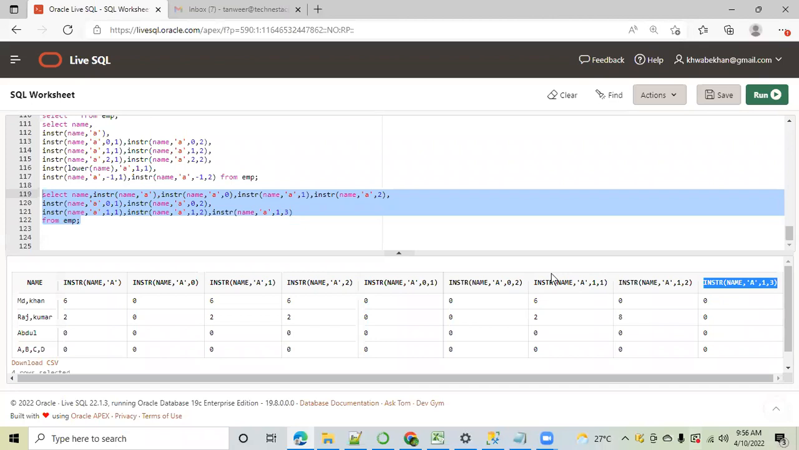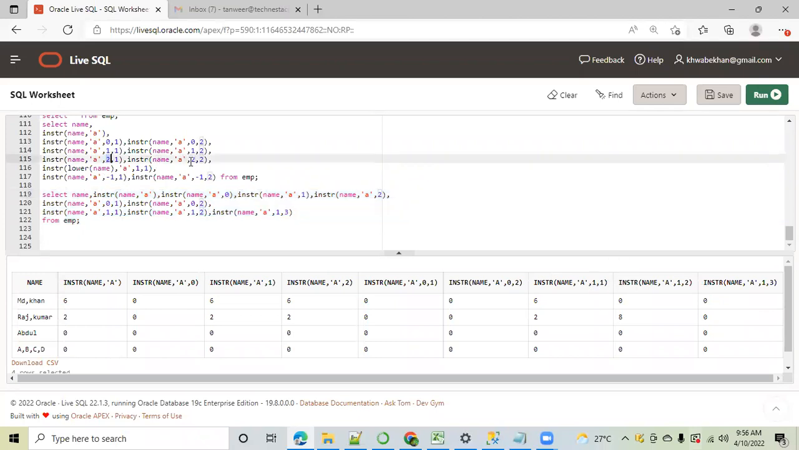What does the third parameter mean? Mohit is also asking about the same. Okay, I will explain this to you with examples. But this fourth argument, is this clear first of all? Yes, the fourth one is clear to everyone. It means I am searching for that particular occurrence.